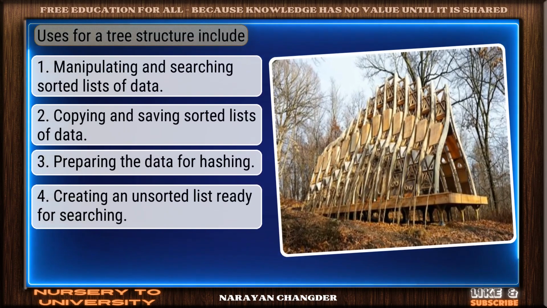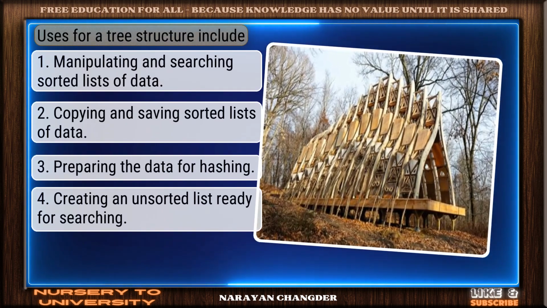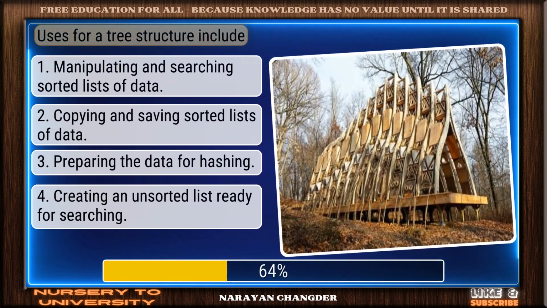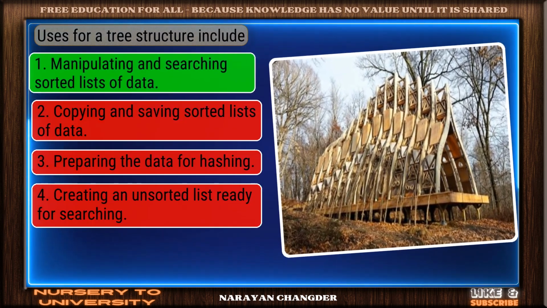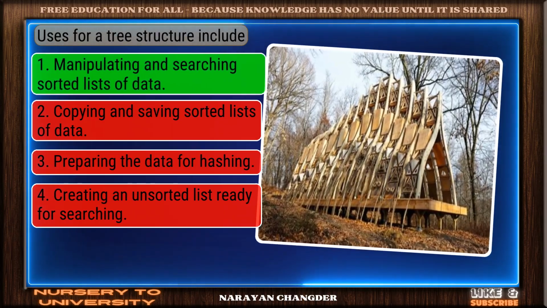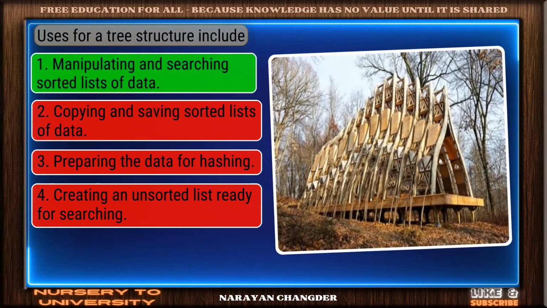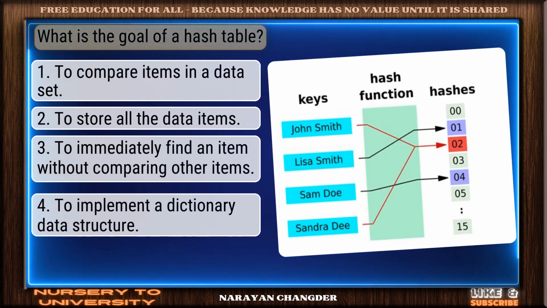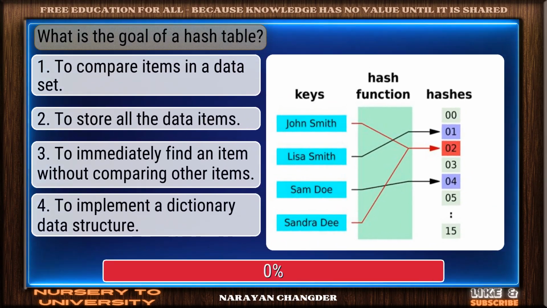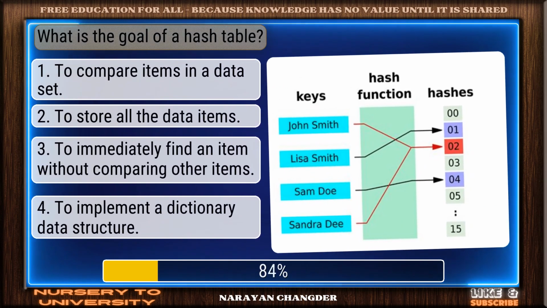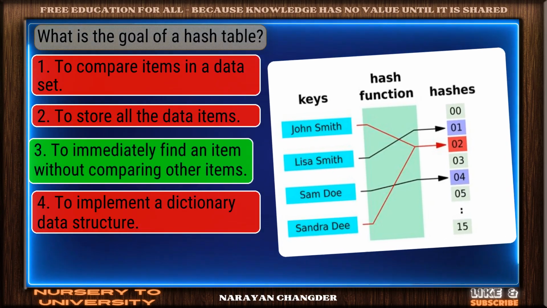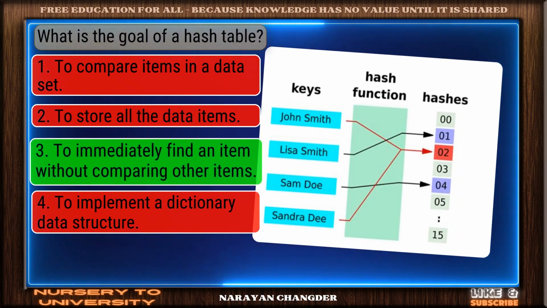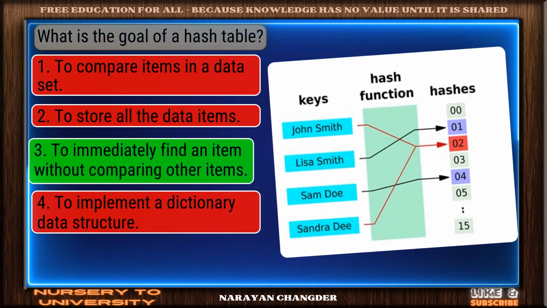Question number 25. Uses for a tree structure include. Right choice. Manipulating and searching sorted lists of data is the best answer. Question number 26. What is the goal of a hash table? Solid response. To immediately find an item without comparing other items is a valid choice.